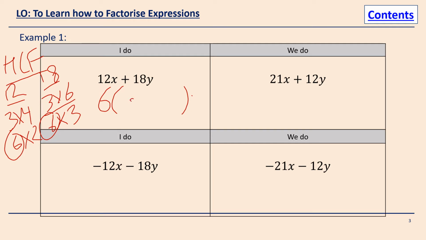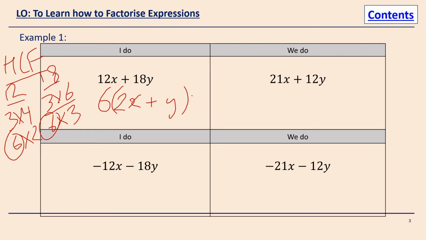We know we're going to have x and we know we're going to have y, because we can't put them outside the brackets. They've got to stay in them because there's no x's and y's in both of them. They're not common to both terms. So what do we multiply 6 by to get 12x? 6 times x is 6x. We want 12x. So if we put a 2 in front of that, 6 times 2 is 12. That's going to give us 12x.